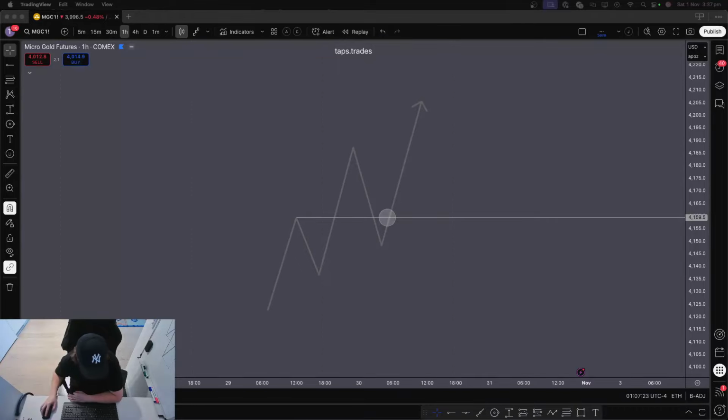Hey guys, just wanted to run through an example of a trade that happened on the 30th of October. But before I do that, I just wanted to quickly do an overview of the strategy, which is ICC, which has been made popular by Trades by Sai. It's very similar to ICT, but it's not the same. ICC stands for indication, correction, and continuation.